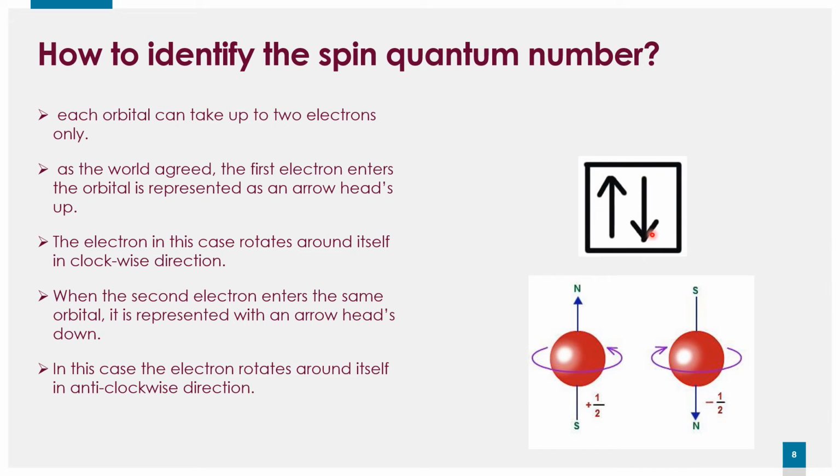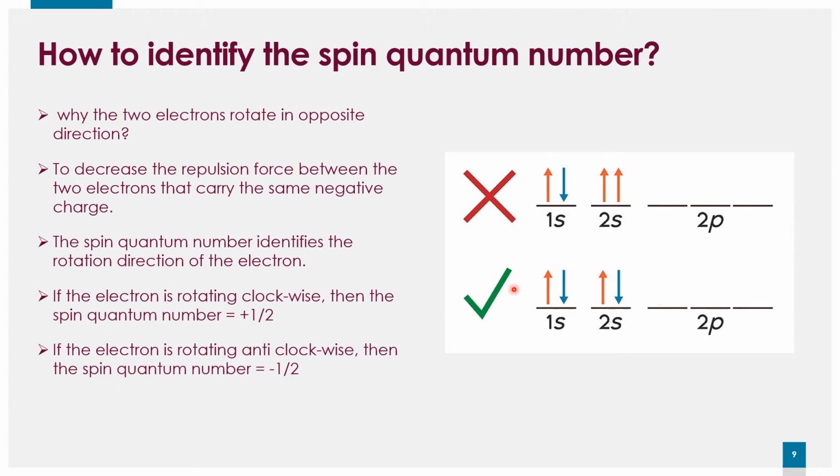And why is that? Actually, if I have 2 electrons in such a tiny space, and the 2 electrons are both carrying a negative charge, then they will repel. But by making a difference in the direction of rotation, one of them rotating clockwise and the other one rotating anti-clockwise, this is going to decrease the repulsion force between them. Okay, let's take a look at this picture. This is the first electron entering, and this is the second electron entering the same orbital.